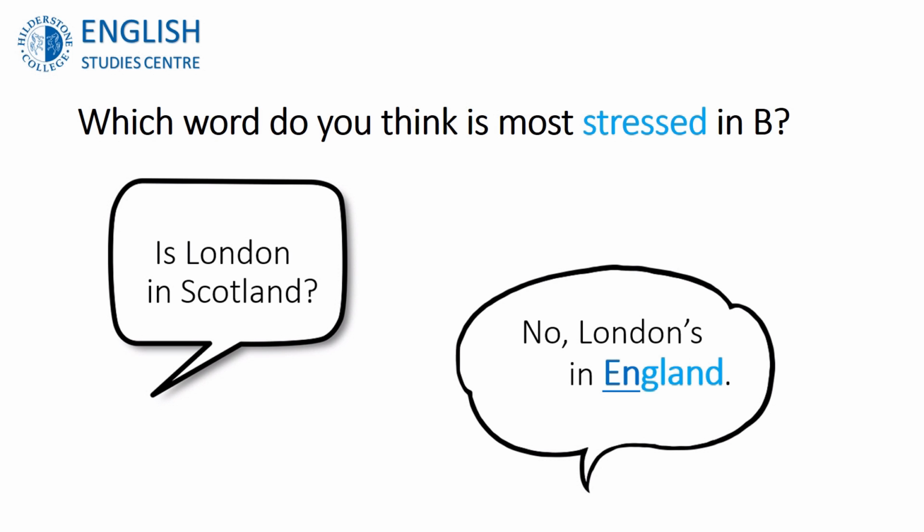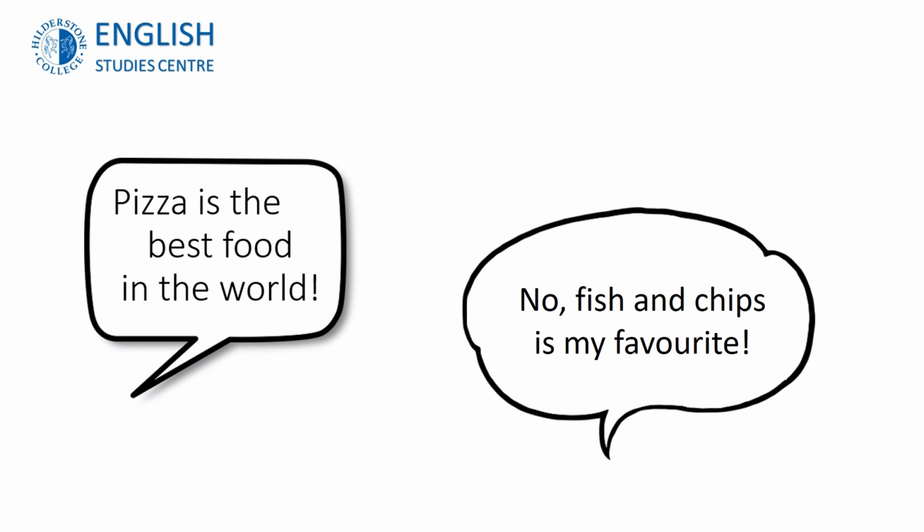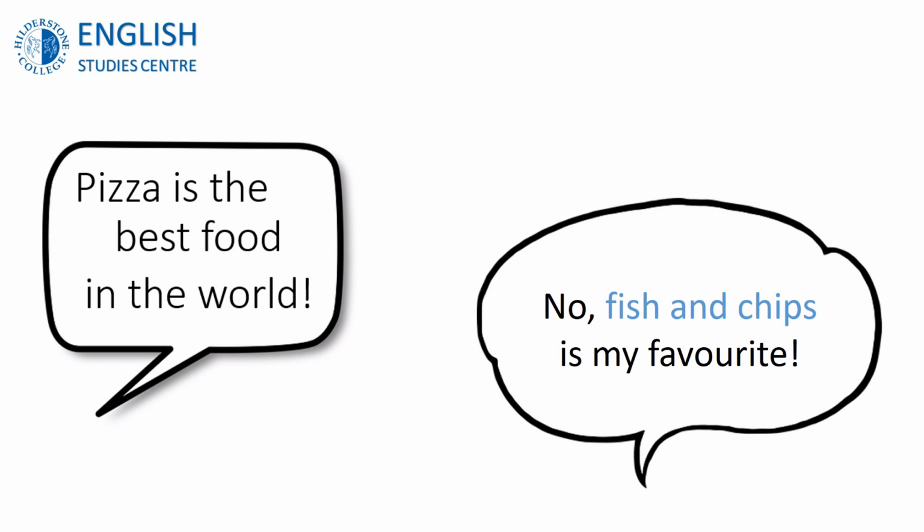Here's another one. Pizza is the best food in the world. How would B answer? No, fish and chips is my favourite. I love pizza, but I like fish and chips even more. Well, that's two stress words here, but they go together, so that's okay.